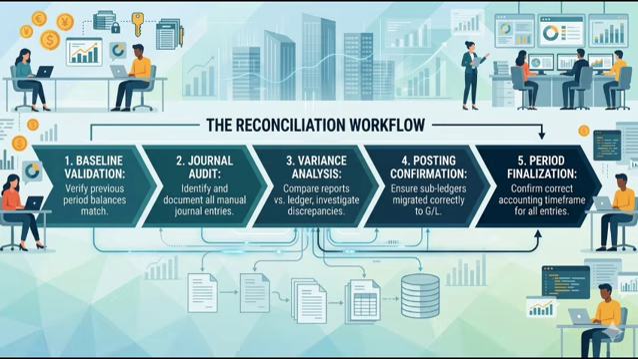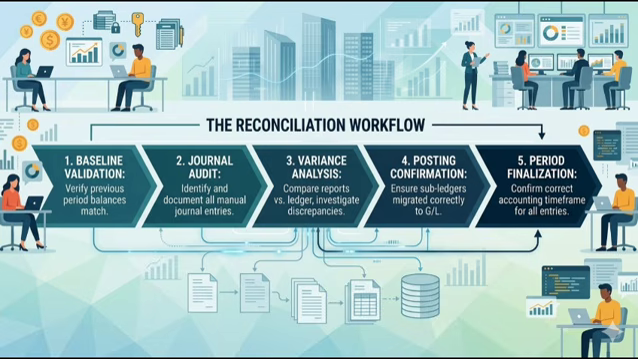Step 2. Journal audit, the manual check. Simple explanation. Computers do most of the work, but sometimes people have to type things in by hand. Manual journal entries. This step is about hunting down those handwritten entries to make sure they are correct and authorized. Manual entries are where most mistakes hide.